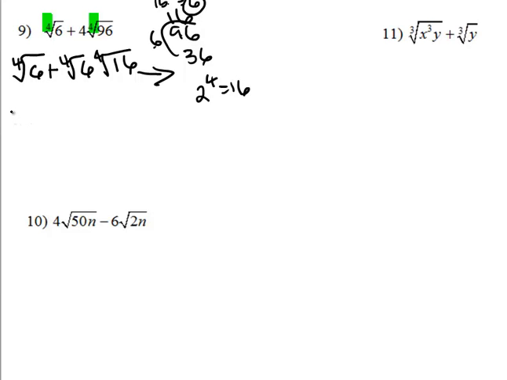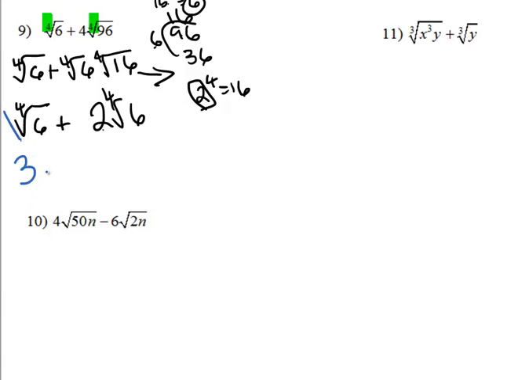So I have the fourth root of 6 plus, sorry, 2, because remember, 2 fourth root 6. And that's the same as a secret 1, right? So 1 plus 2 is 3 fourth root 6. Because remember, we're treating this chunk and this chunk as if they were variables.